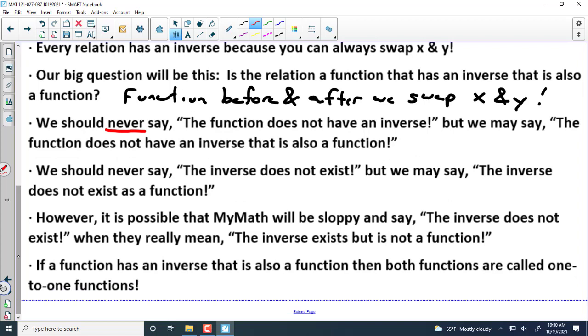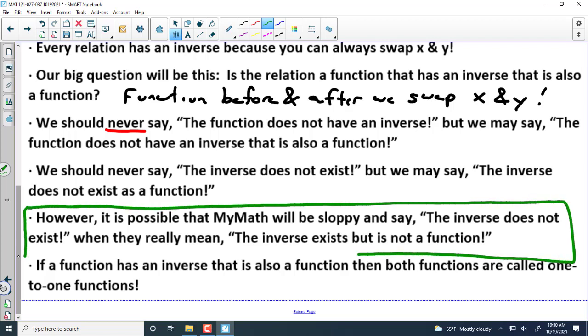Now here's the rub, and this is why I need to go over this in such detail. The math program, MyLab Math, or whatever they call it, is going to be sloppy, and they're going to use the terminology the inverse does not exist when they really mean the inverse exists but is not a function. So that's the problem, everyone. When you see your math homework suggesting that the inverse does not exist, what they're really trying to say is that the inverse does exist, but the inverse is not a function.